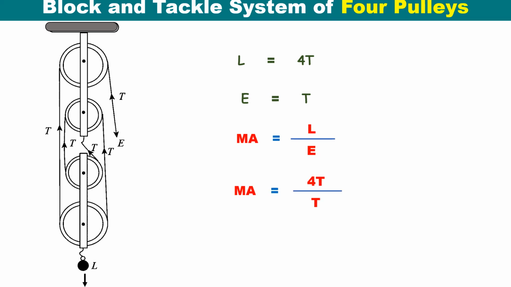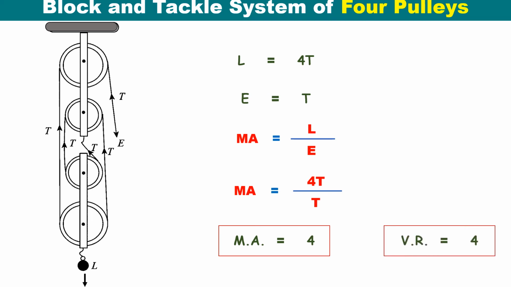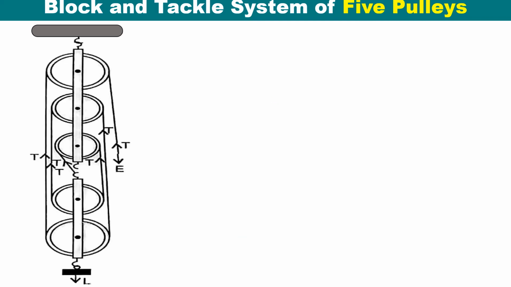So the mechanical advantage of this system of pulleys is 4. So if you have 4 pulleys, the mechanical advantage is 4. Velocity ratio will also be equal to 4.